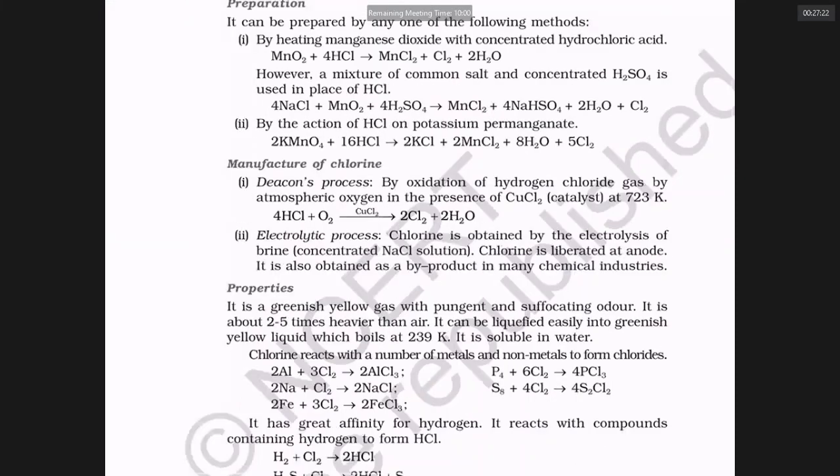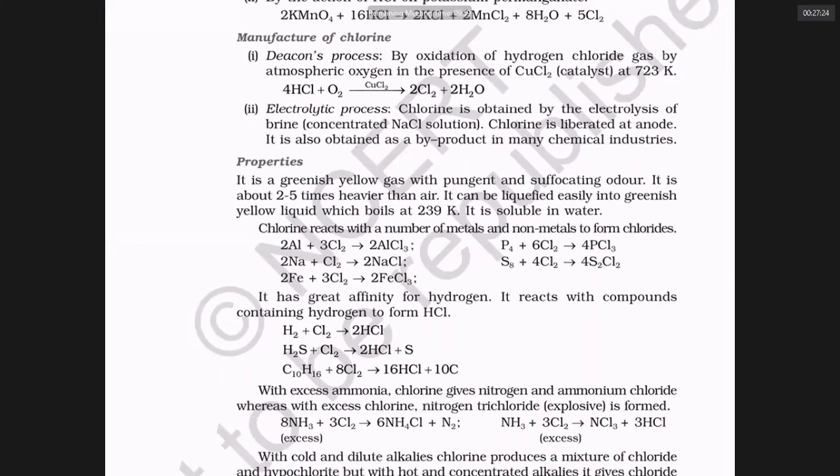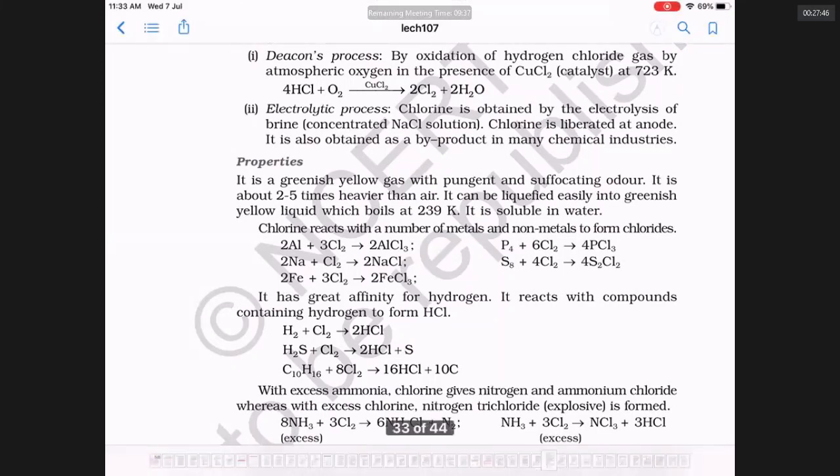Now, properties we have compared. Notice that chlorine is an electronegative element. It can react with metals to give metal chlorides. It can react with non-metals like hydrogen, H2S and camphor. Notice, H2 reacts with chlorine to give HCl. Hydrogen sulfide reacts with chlorine to give HCl and sulfur. Compare this with the reaction of fluorine.